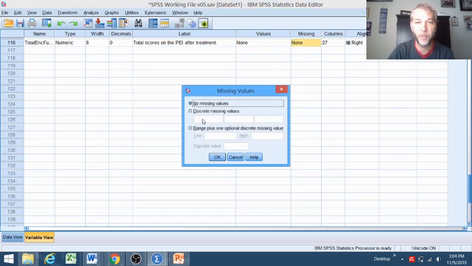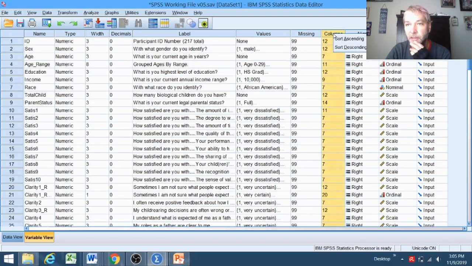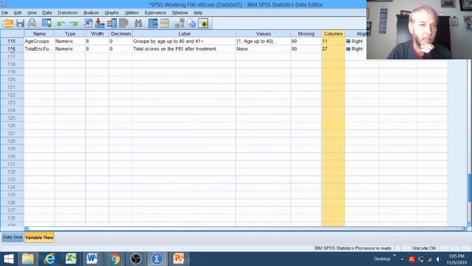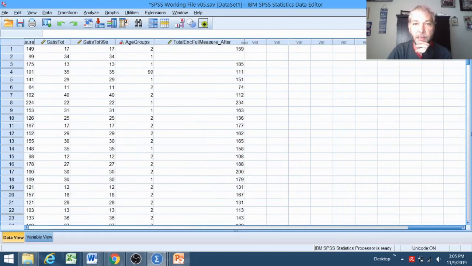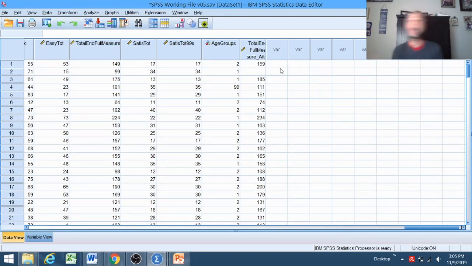The missing, again, we can do the 99. I don't know if I'm going to go in there and manually add the 99s in the data. Columns, I'm going to get rid of columns because I don't know that we need that. No, actually, let's just leave it for now. And let's go over here, and what we see now is, yes, the decimals have been taken out of our responses here, and now we can run our paired samples t-test, right, because we have before and after scores for each of our participants.